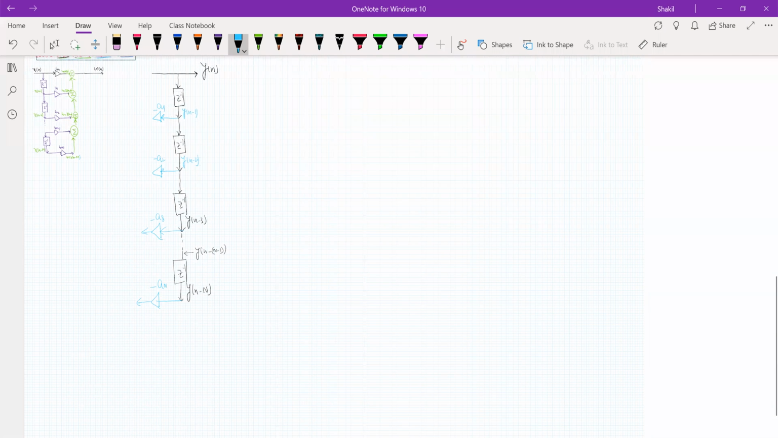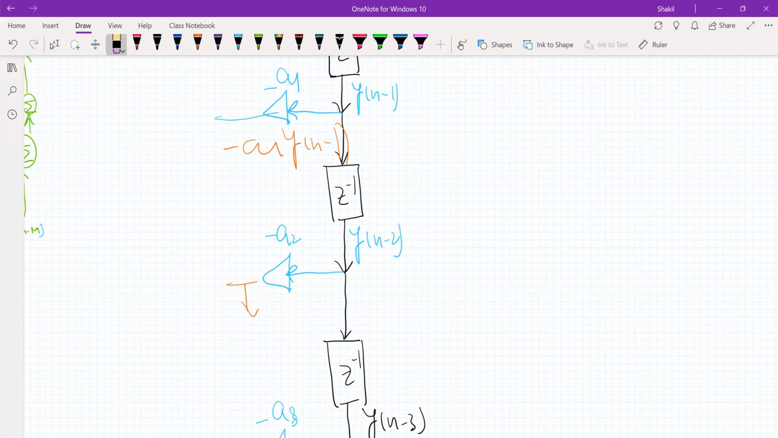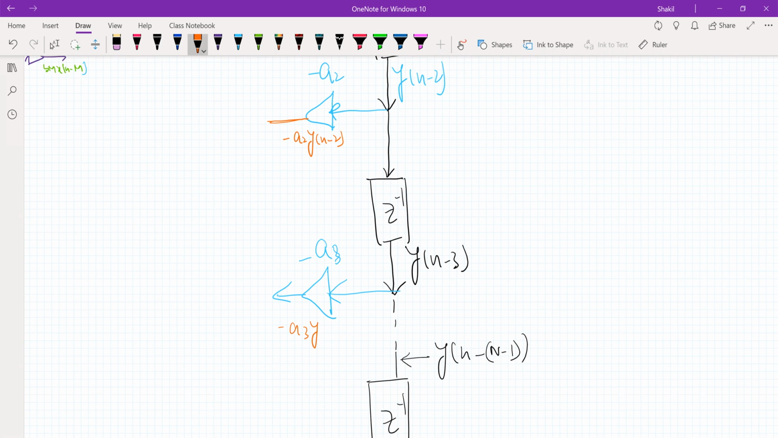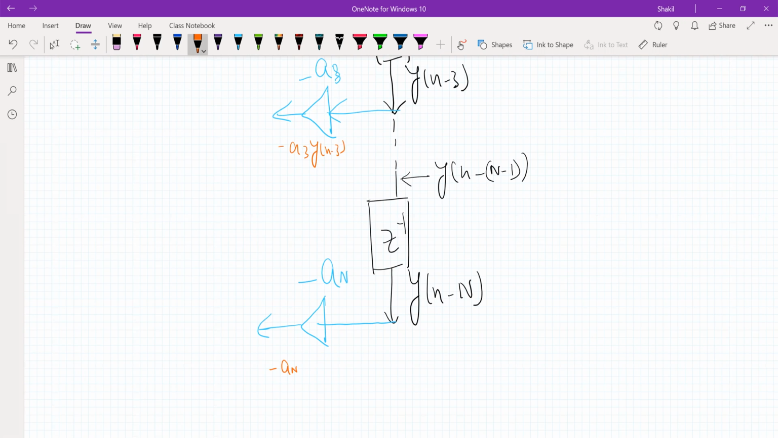Let me rearrange this first. So what is the output at this? Let me write that, right? So here I have minus a1 y of n minus 1. There is one more input output going like this. Here I have minus a2 y of n minus 2. Here we have minus a3 y of n minus 3, and so on. Here we have minus a_N y of n minus capital N.